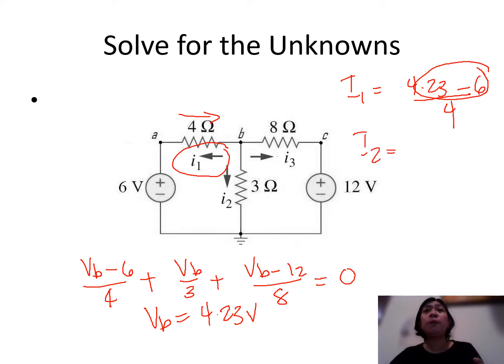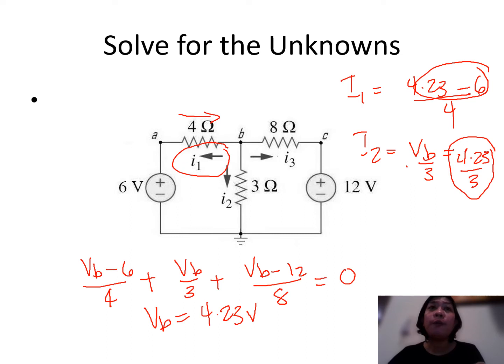So if we're going to solve for I2 here, this is equivalent to VB divided by 3, or that is equivalent to 4.23 divided by 3. So as you can see, we will be having a positive answer here. So therefore, your I2 here has the correct polarity or direction.